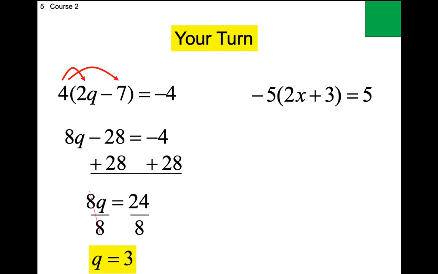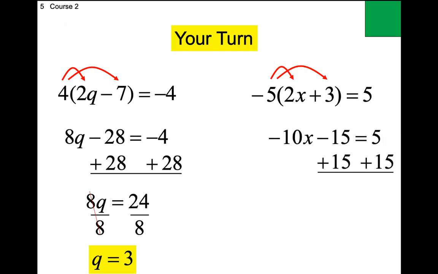Second one, we're distributing a -5 to the inside, so we get -10x minus 15 equals 5. Add 15 to both sides, that gives us 20. Divide both sides by -10, x equals -2.